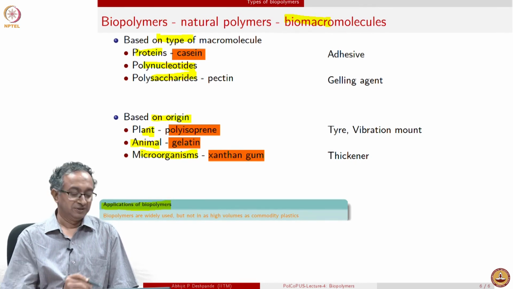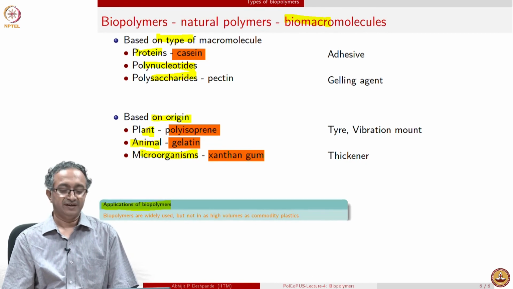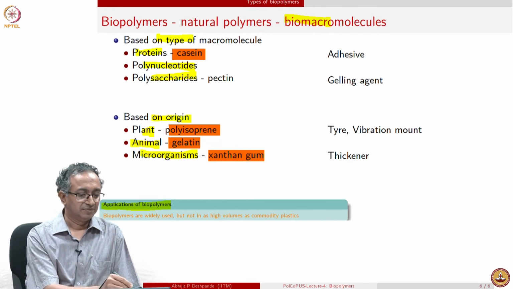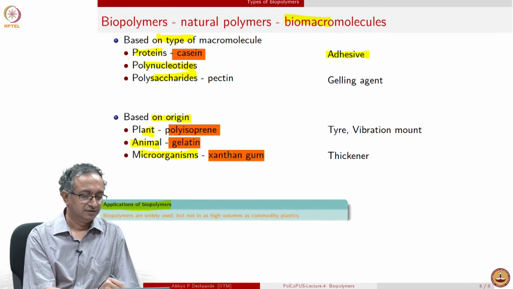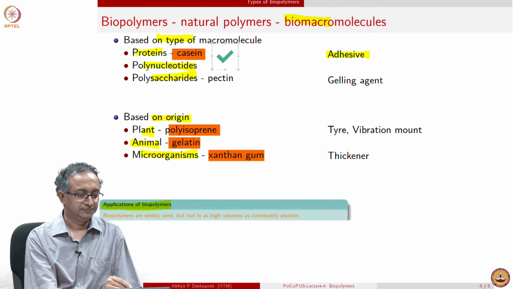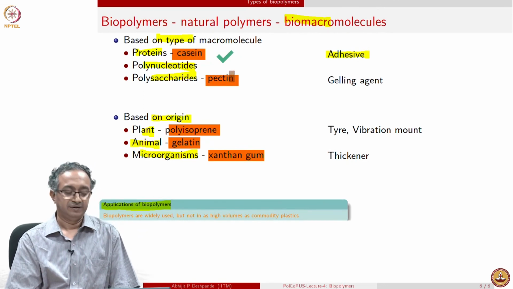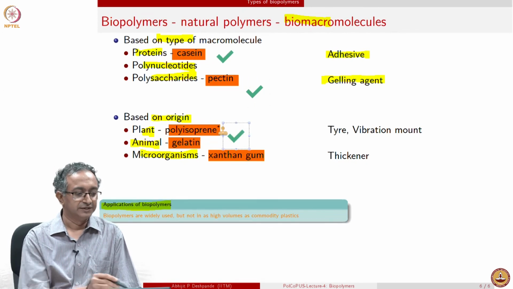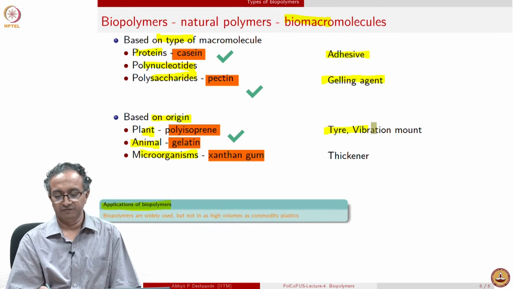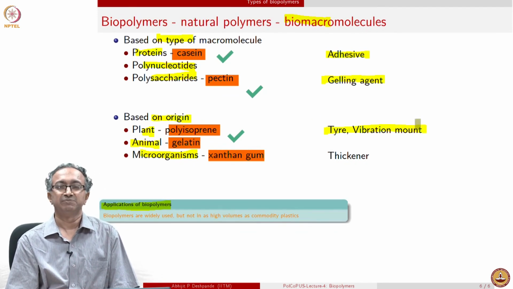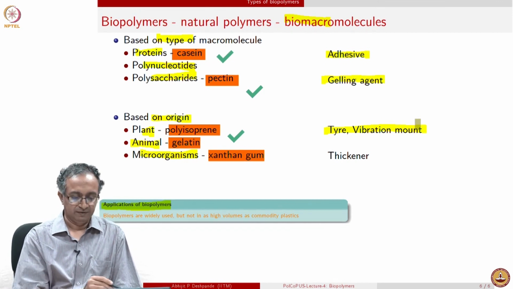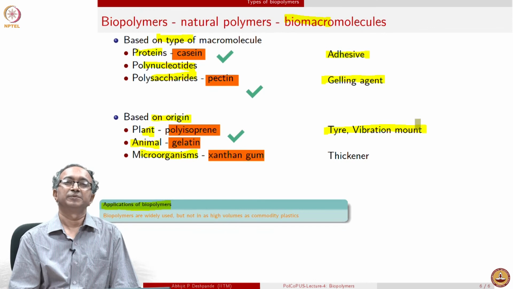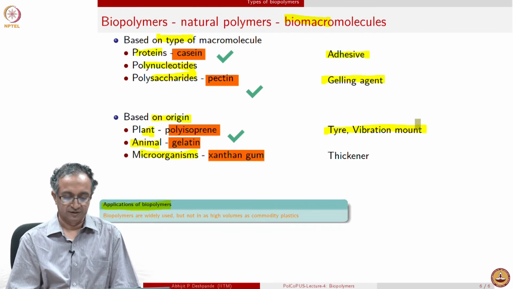Many of these biopolymers are used extensively. For example, in adhesive applications, casein is used quite a lot. Pectin is used extensively as a gelling agent in foods. So, pectin also gets used quite a bit. Of course, natural rubber is also quite commonly used in a variety of applications, whether it is tires or vibration mounts and so on. Even in shoes or many other footwear applications, we use natural rubber at times.